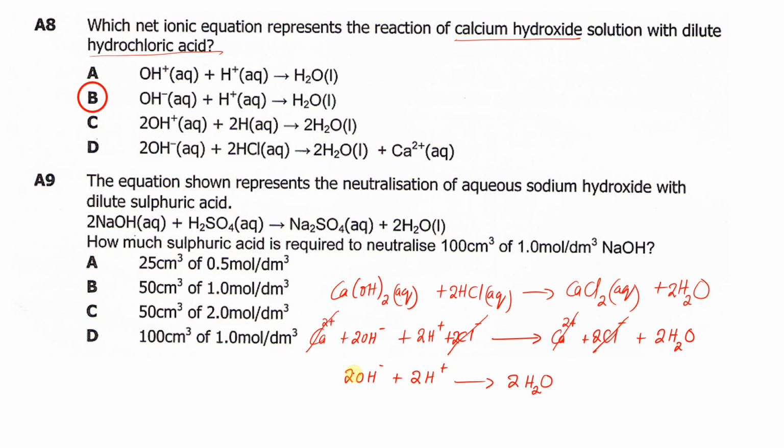However, these two can cancel, right? Because we have 2 in common, so these two can cancel, so that we have OH negative plus H plus, and then we get something like H2O. So see that this one and this one, they're the same, so our answer there becomes B. Okay, so that is that.